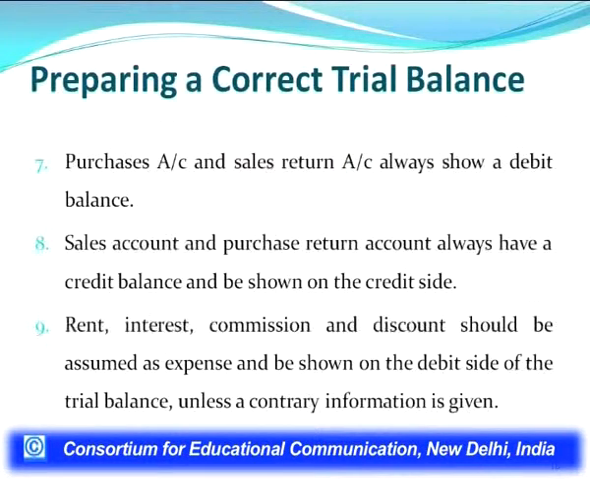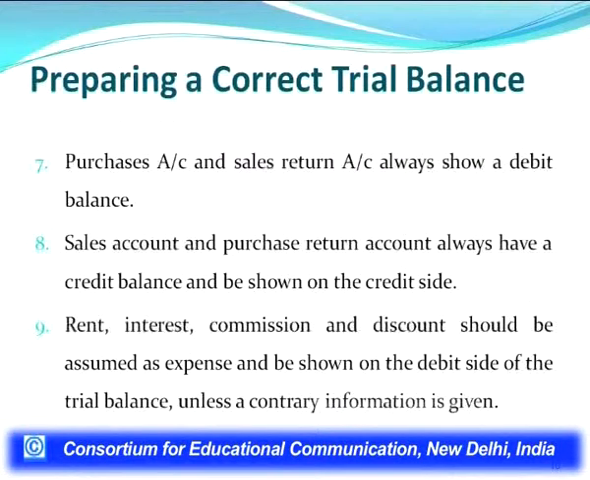Now purchase and sales accounts, these are basically goods accounts: purchase, sales, purchase return, sales return. The purchase account and sales return account always show a debit balance, so they should be shown on the debit side of the trial balance. And the sales account and purchase return account always show a credit balance, and they should be shown on the credit side of the trial balance.